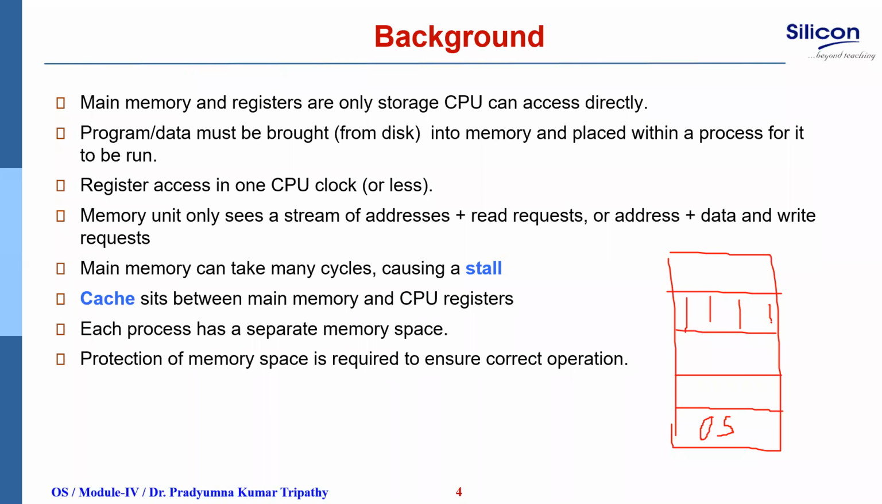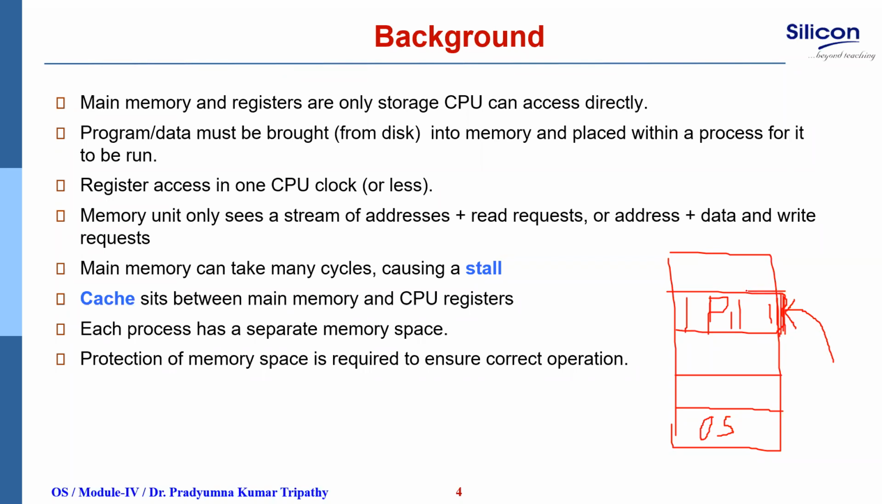Each process has a separate memory space. Correct? And protection of memory space is required to ensure correct operation. So that means if a particular process is executing, suppose process 1 is over here, a set of addresses is given for this process. If I want to do some read and write operation, the addresses must be generated within this range.